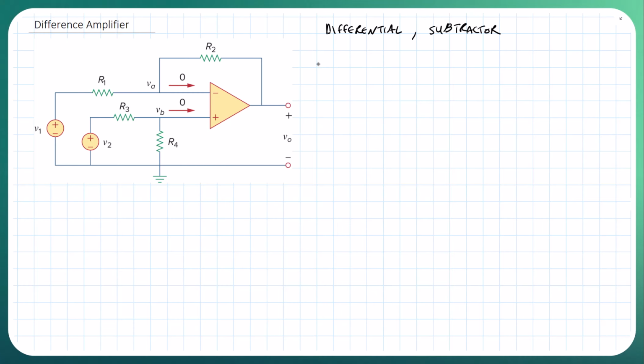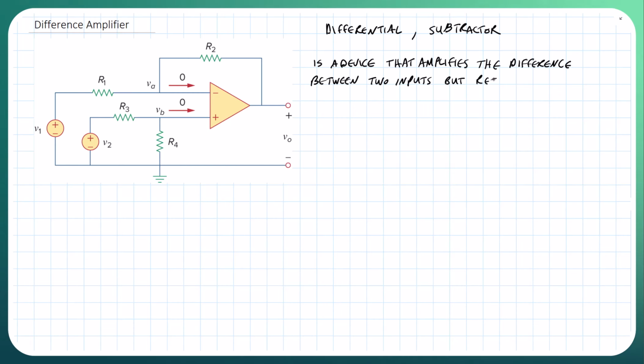So a difference amplifier is a device that amplifies the difference between two inputs, but it rejects any signals common to the two inputs.